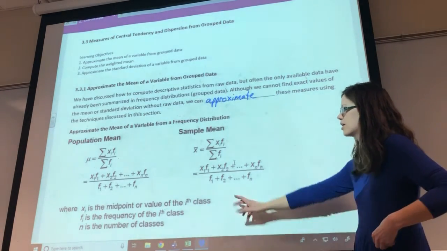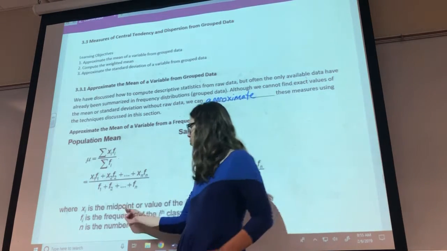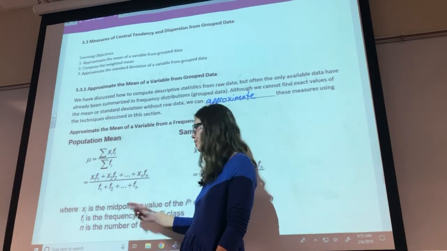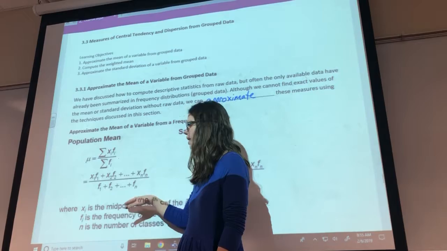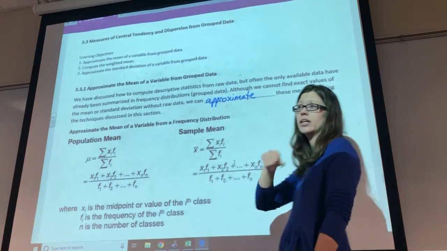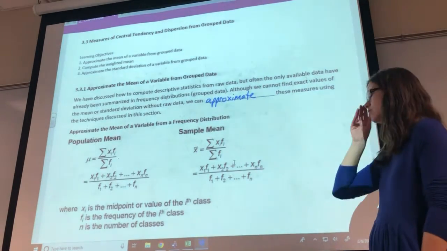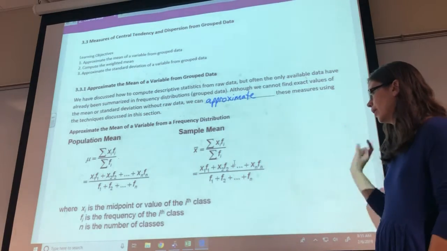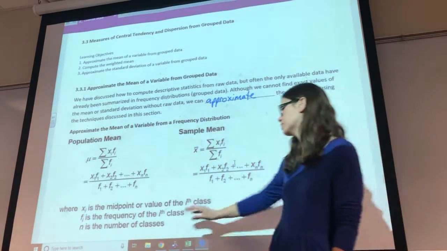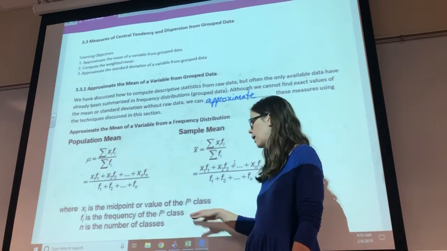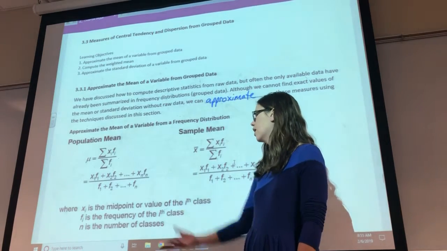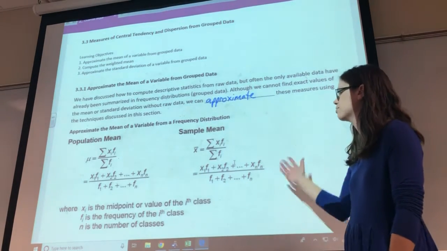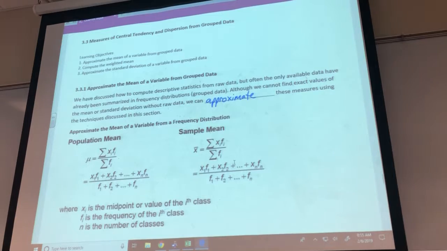The letters that they use right here, x sub i, that's going to be the midpoint, so we're going to have to talk about how to find the midpoints. And we're going to have to do that even when we put it into our calculator. We have to find the midpoints for these frequency distributions. f is the frequency of your class, so how many numbers are in that class. And n is just going to be the number of classes, but we're really not going to use that at all when we put it in.